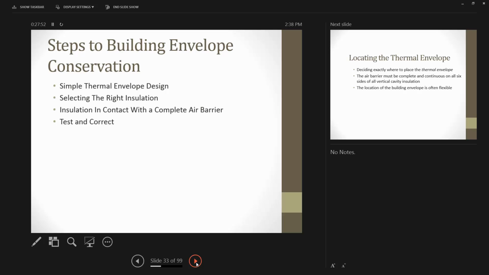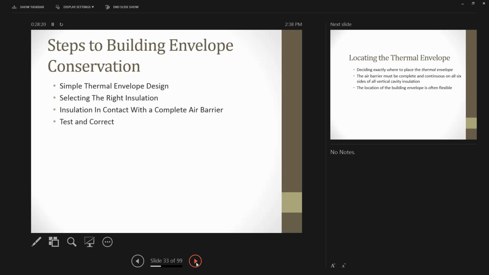So in looking at the thermal envelope system and the high efficiency envelope, there are really 4 basic steps in achieving high efficiency in an envelope. The first is simple envelope design, and then the second is the right insulation. The third is having that insulation in contact with a complete air barrier, and then the final is to test and correct.